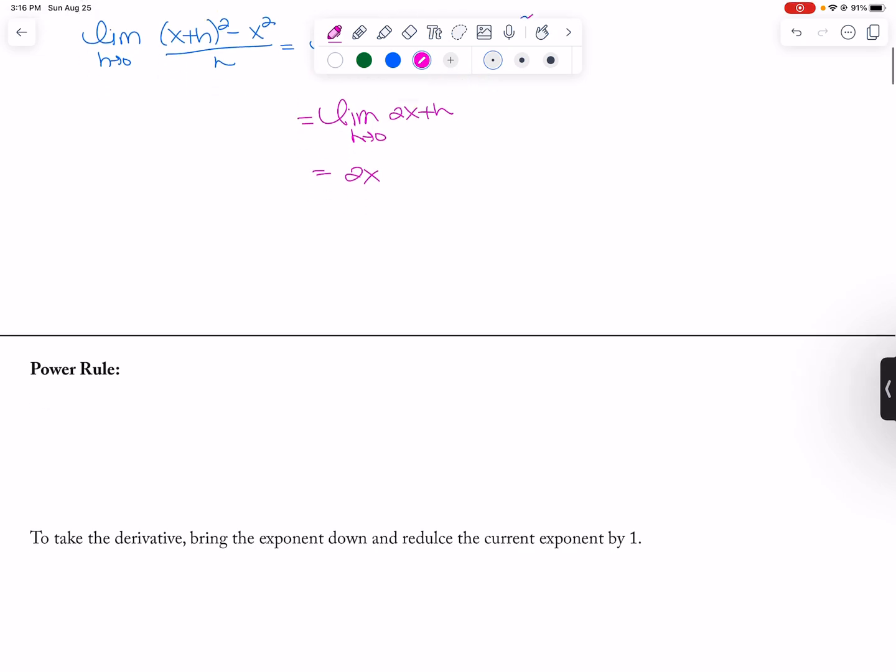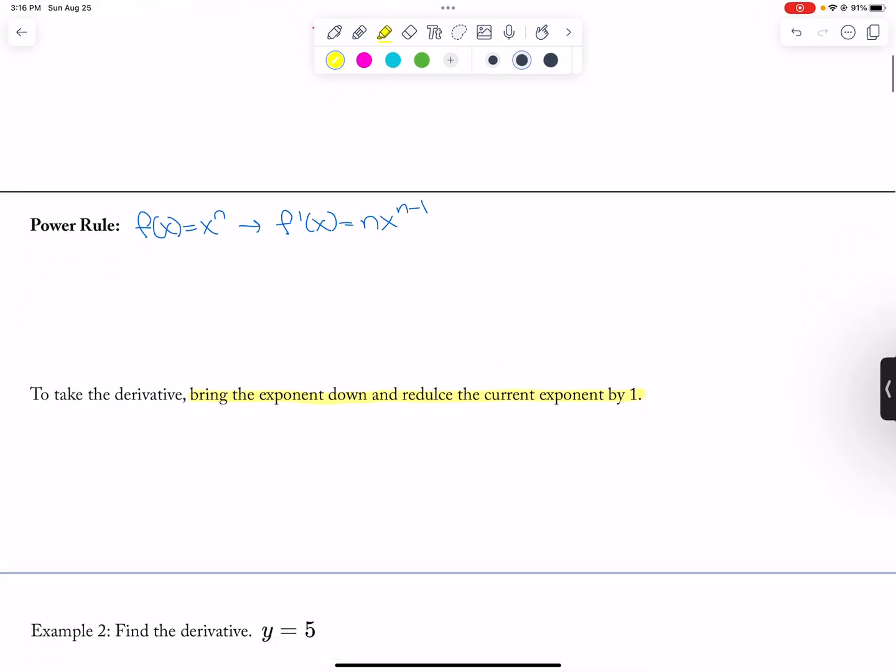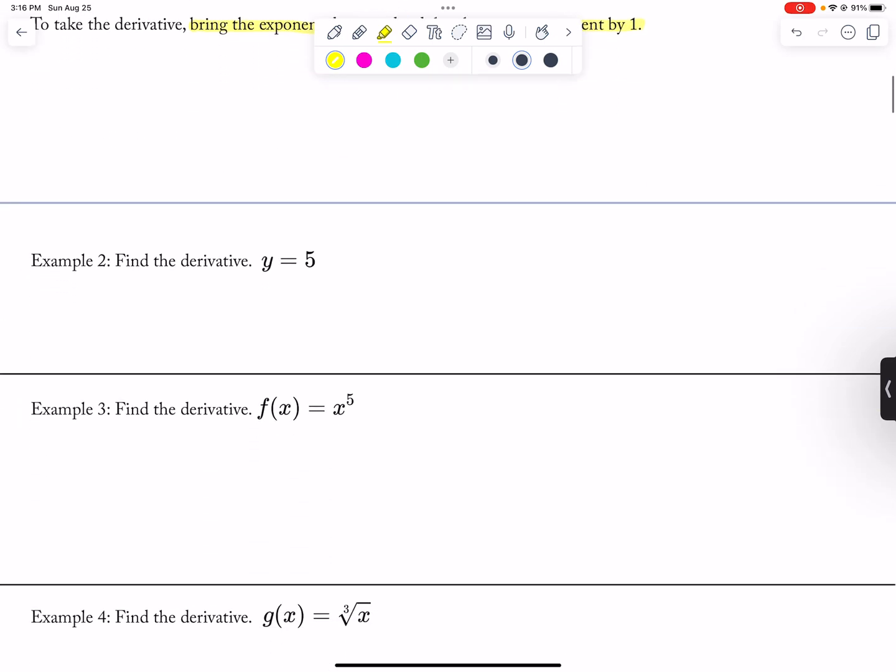Okay, so now power rule is one of our shortcuts for taking the derivative. So if I have f of x equal to x to the n power, then the derivative f prime of x is equal to n x to the n minus 1 power. So what we do is we bring the exponent down and reduce the exponent by 1. Okay, so let's find some derivatives.